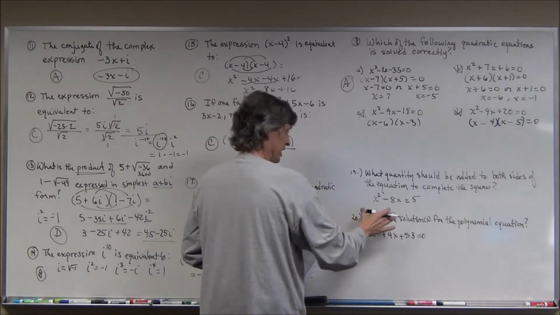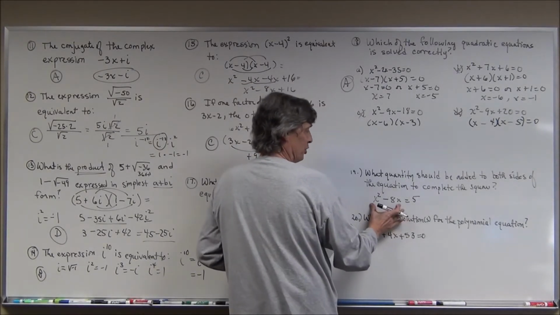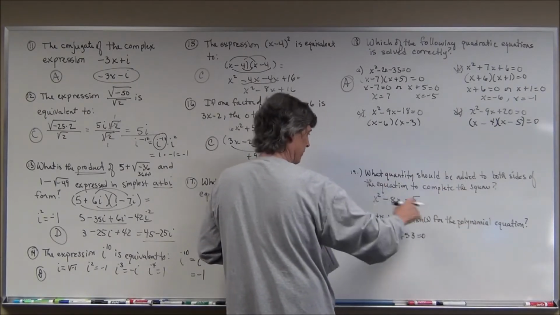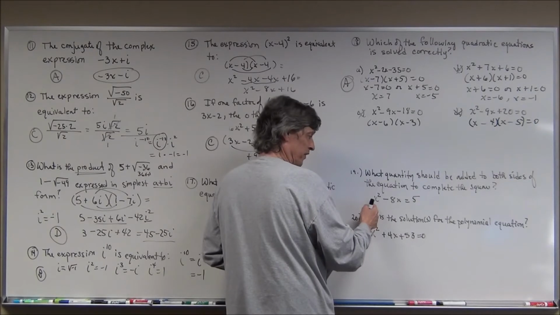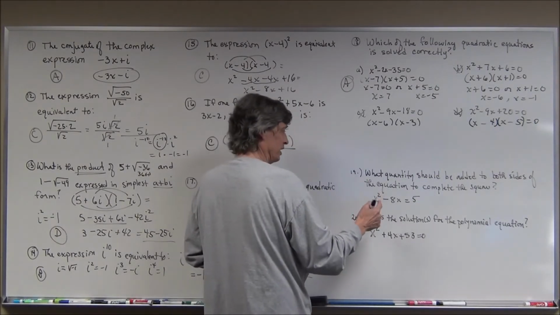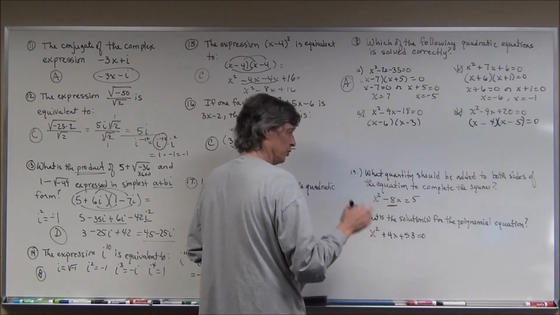19 says, what quantity should be added to both sides of this equation to complete the square? This one is actually kind of nicely set up. The two terms that have the variable are on one side, the constant terms on the other. That's good. The lead coefficient of my x squared term is 1. That's very good.